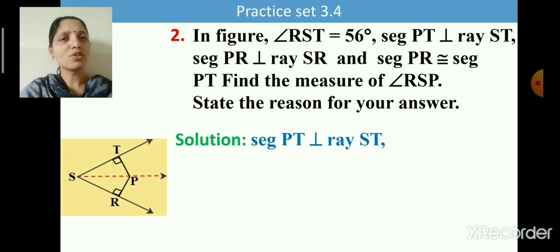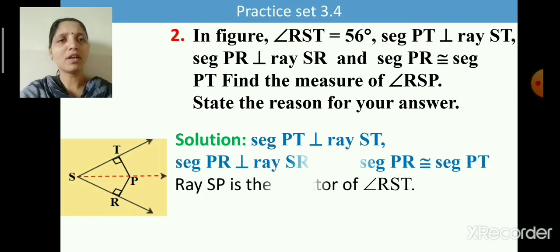Now let's start with the solution. First we will write what is given to us. Seg PT is perpendicular to ray ST. Similarly, seg PR is perpendicular to ray SR and seg PR is congruent to seg PT. It is given to us.